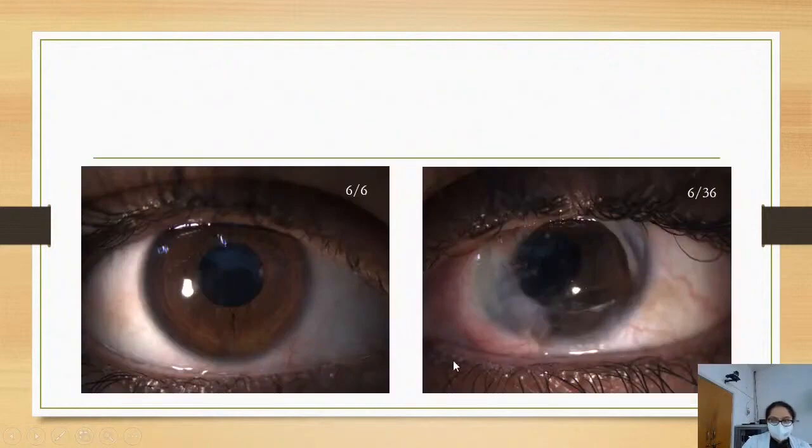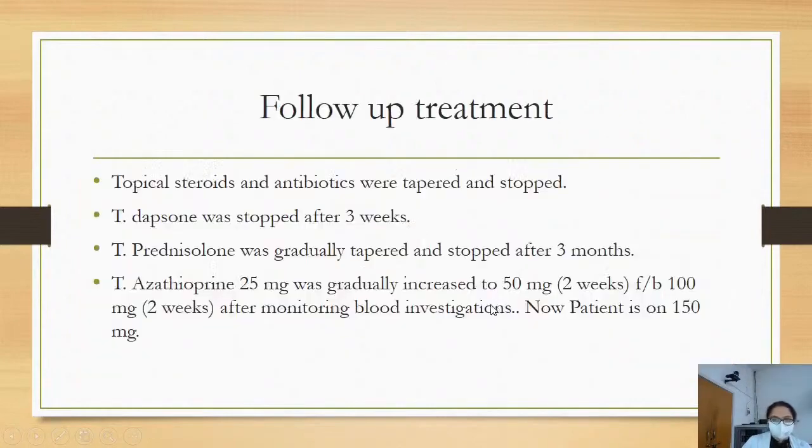This is the clinical picture. You can see here the cornea is looking clear with the peripheral opacity, and sutures are off. On follow-up, her topical steroids and antibiotics were tapered and stopped gradually. Dapsone was stopped after 3 weeks. Prednisolone was gradually tapered and stopped after 3 months.